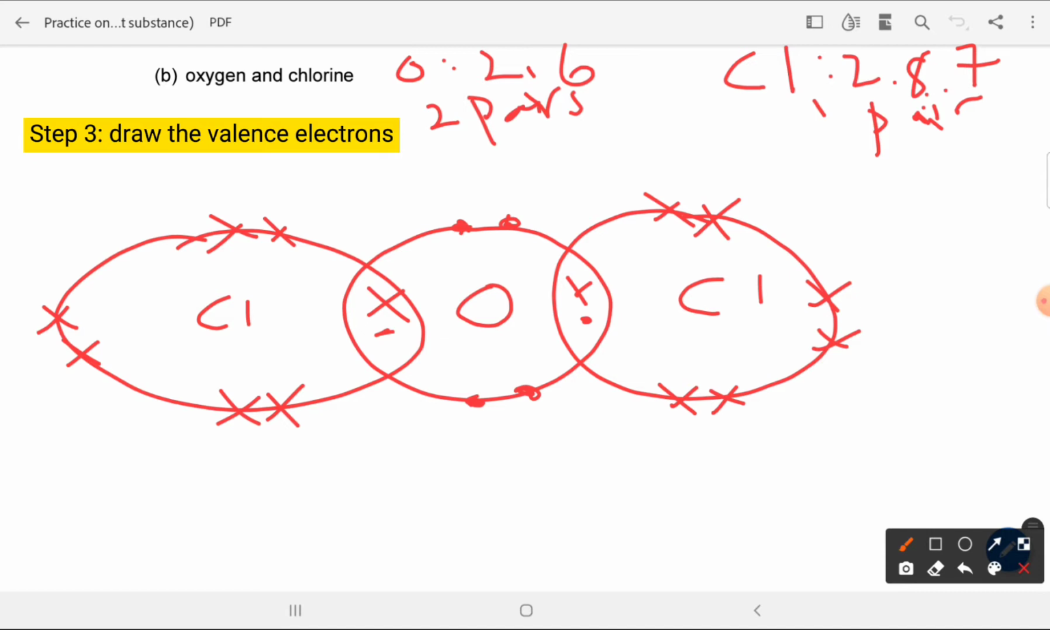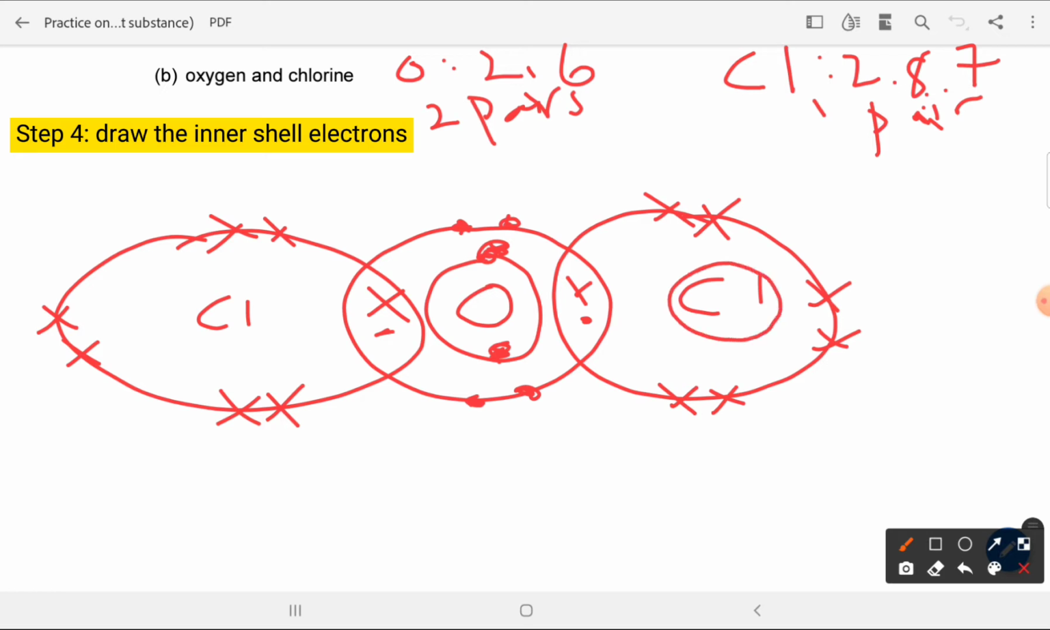So now is the final step, which is the inner shell. So oxygen, the inner shell should have 2 electrons, 2 dots. How about for chlorine? Chlorine has 2 inner shells. The first electron shell, 2 electrons, and the second electron shell, 8 electrons. So first electron shell, second electron shell.